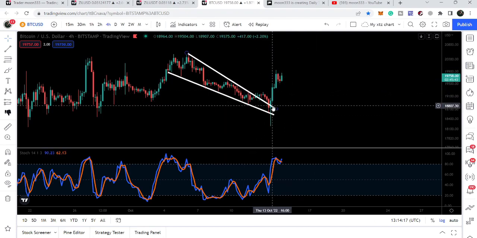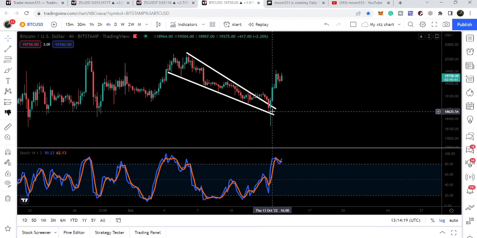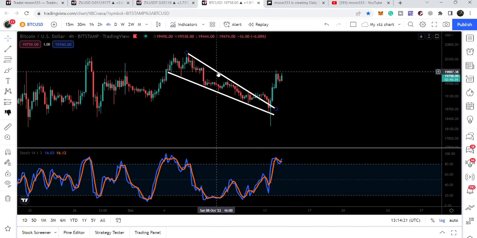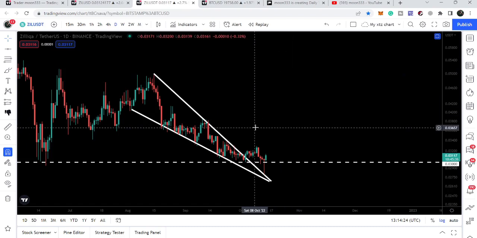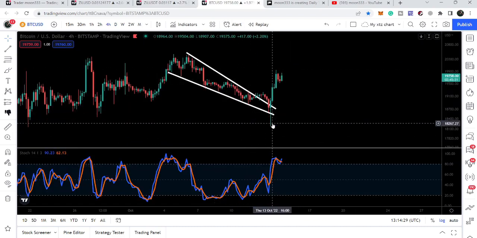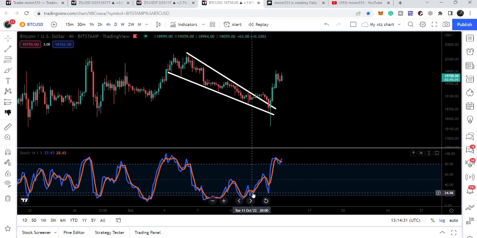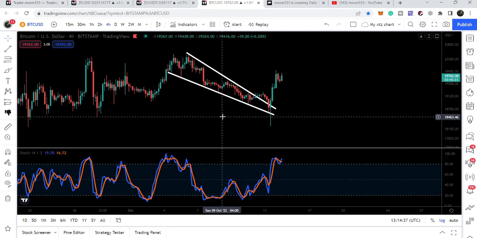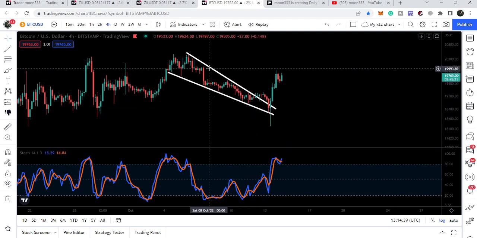Same move Bitcoin has, you can see, done here. After the breakout, it tested the previous resistance of the wedge as a support. By the way, it happened here on the 4-hour time frame chart. And on the other hand, Zilliqa has done this on the daily time frame chart. And Bitcoin was forming a lower low than the previous low, but stochastic was not forming a lower low than the previous low. It was forming a higher low. There was also a bullish divergence. Therefore, Bitcoin also moved up. And I also shared this move with you in my previous video of Bitcoin, in yesterday's video.